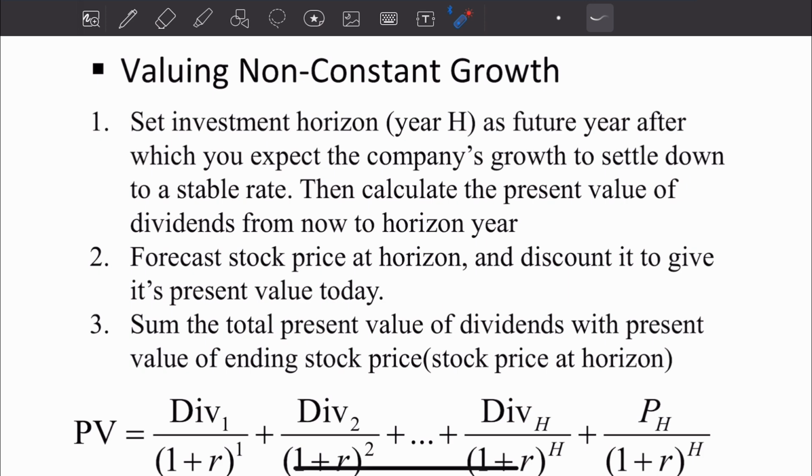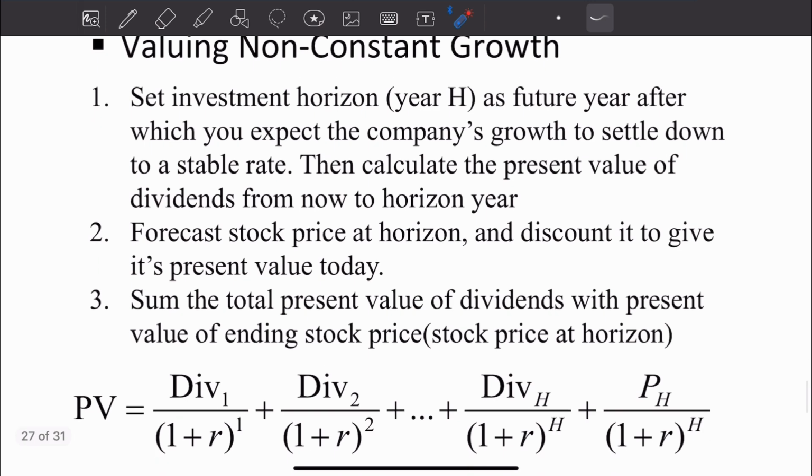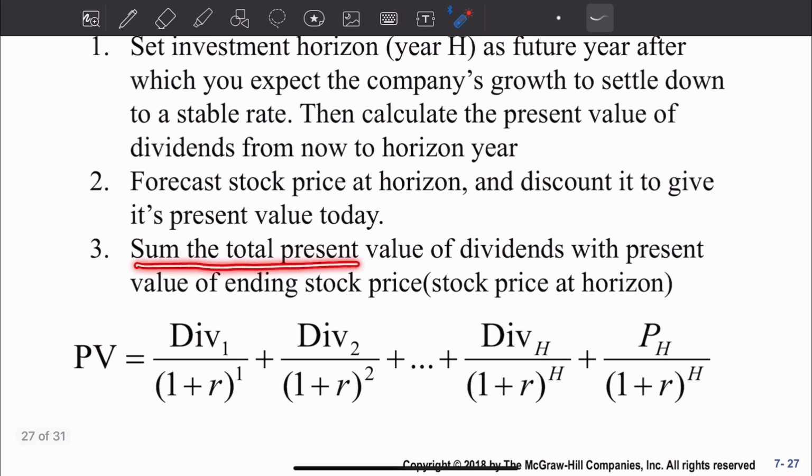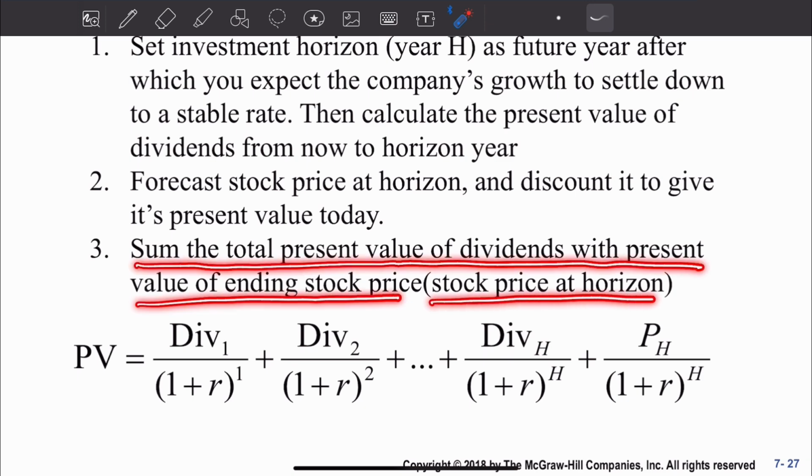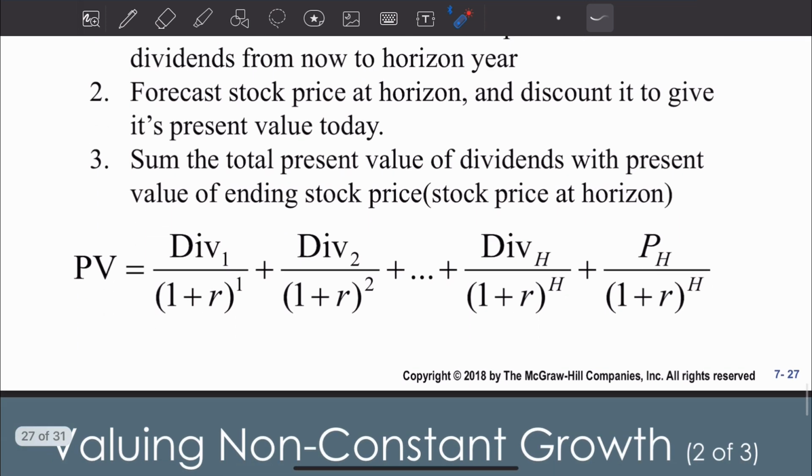First, we need to set the investment horizon, year H, as a future year after which you expect the company's growth to settle down to a stable rate. Then calculate the present value of dividends from now to the horizon year. Second step is to forecast the stock price at the horizon and discount it to give its present value today. Finally, sum the total present value of dividends with the present value of the ending stock price at the horizon. How is that done? Similar to this formula right here.